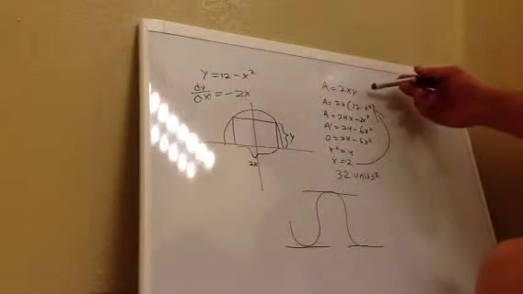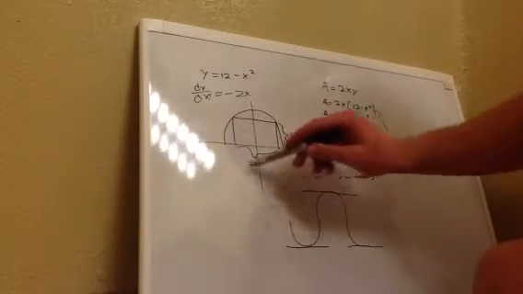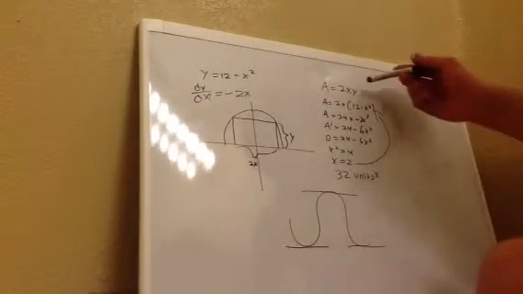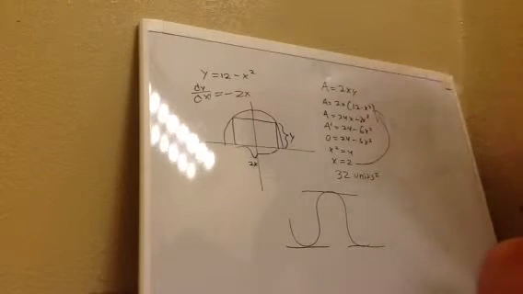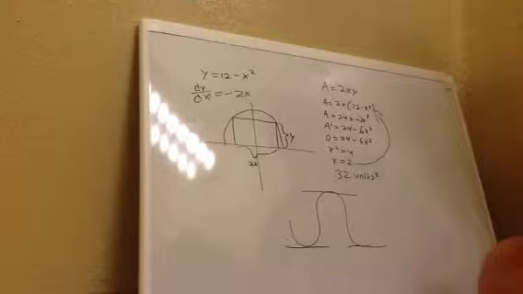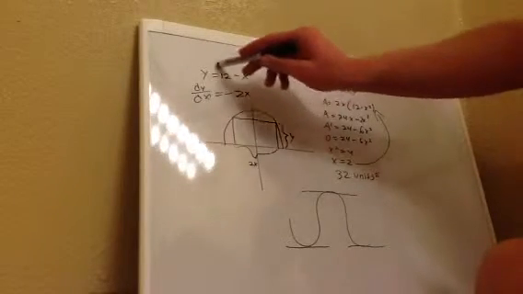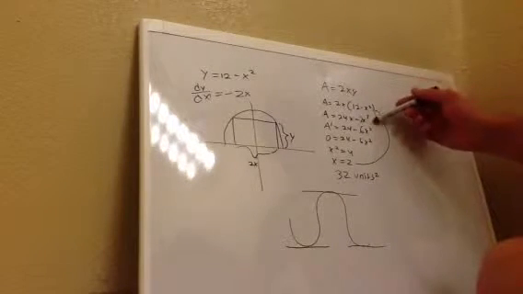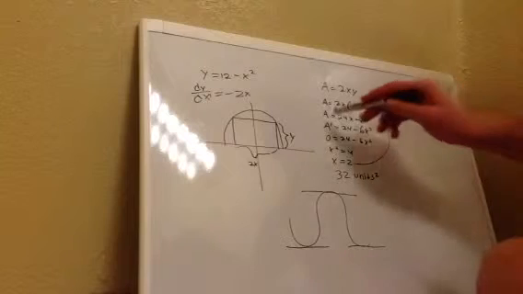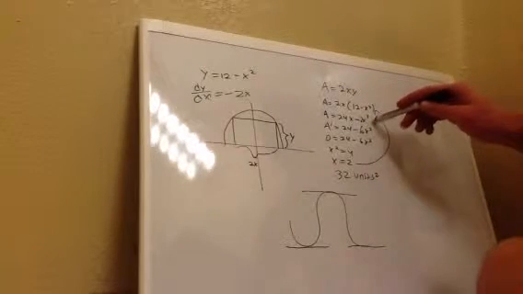So your area of this rectangle is going to be 2x times y. And I want to make that number as big as possible. Okay? So we know what y equals because it's given to us as the curve. So then we're just going to go ahead and substitute that and then just multiply the 2x out. Okay, so we have 24x minus 2x cubed.